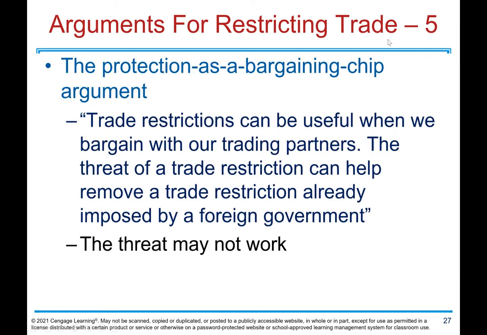Argument for restricting trade number 5: the protection as a bargaining chip argument. Trade restrictions can be useful when we bargain with our trading partners. The threat of a trade restriction can help remove a trade restriction already imposed by a foreign government. The threat may not work though.